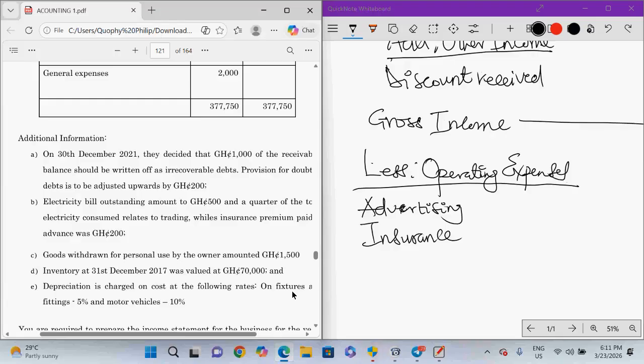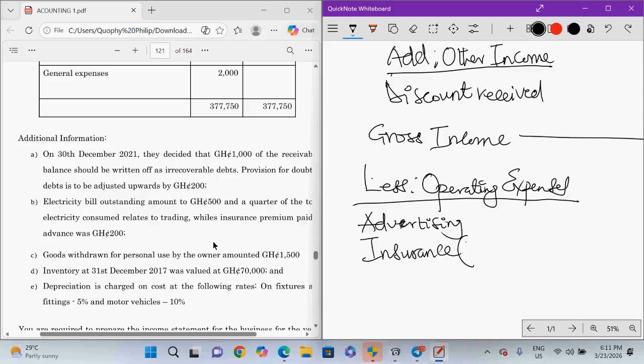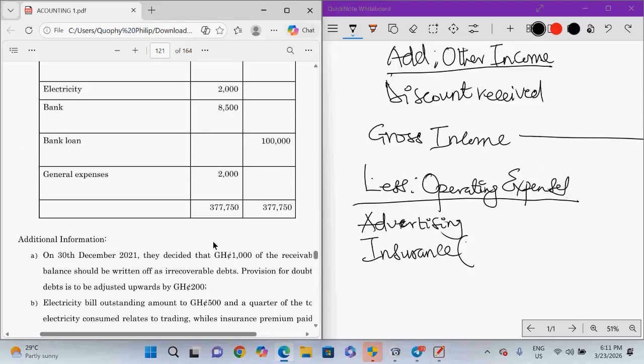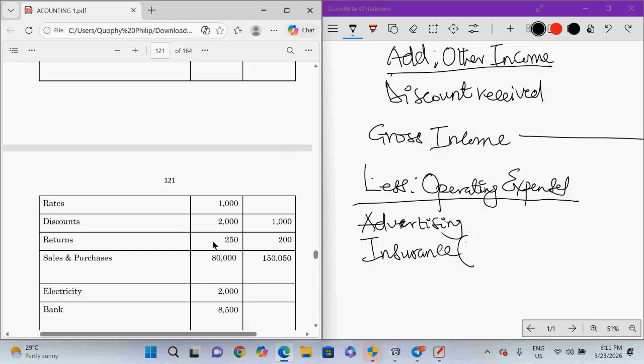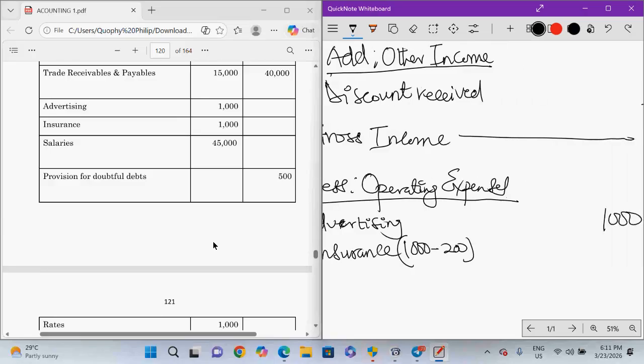Insurance premium paid. Insurance premium paid is what? 200. Yes. So when it's a premium paid in advance, what do we do? When it's prepaid, we deduct. So it is 1,000 less 200, so 800.